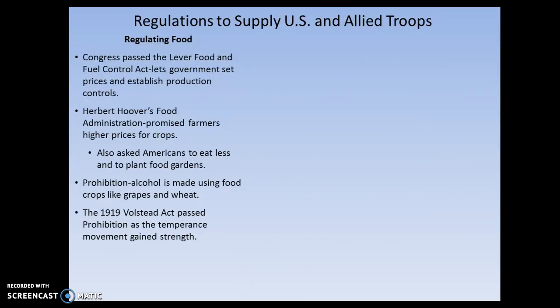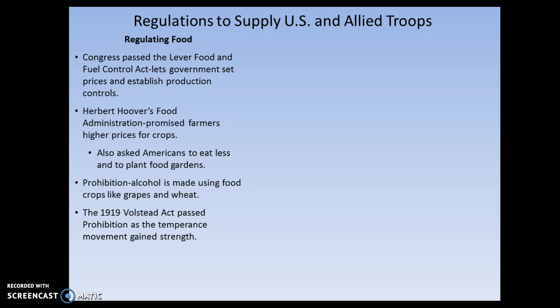So in addition to raising revenue, another thing that needed to be done was regulating supplies in the United States for United States troops, and for Allied troops as well. So Congress passed the Lever Food and Fuel Control Acts, and this let government set prices and establish production controls. Herbert Hoover's Food Administration additionally promised farmers higher prices for crops. It also asked Americans to eat less and to plant food gardens to help conserve and therefore give more food and things to the troops.